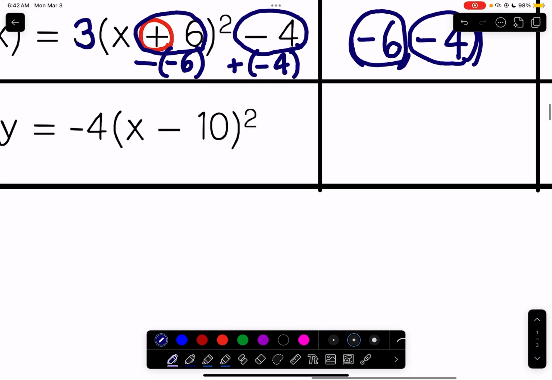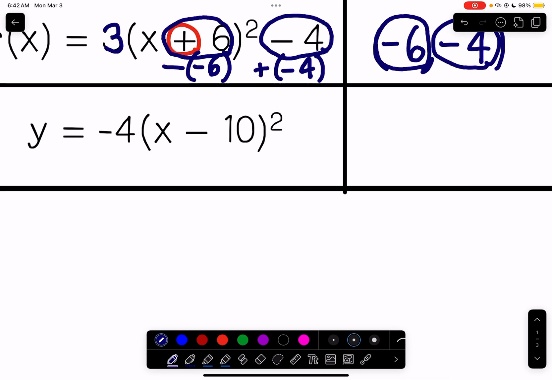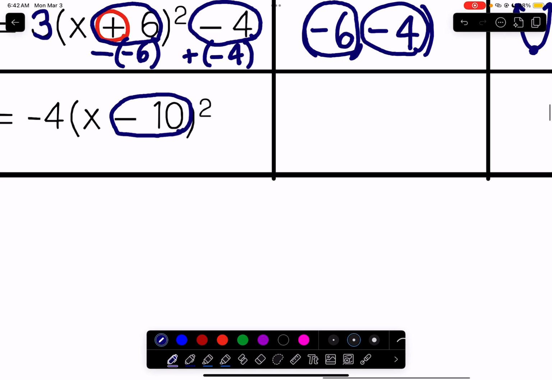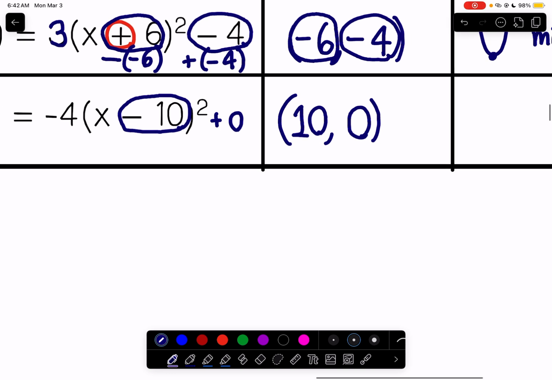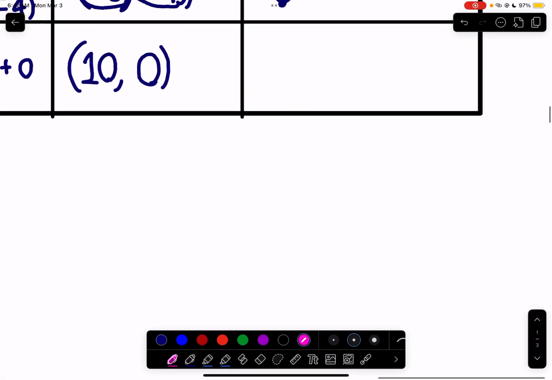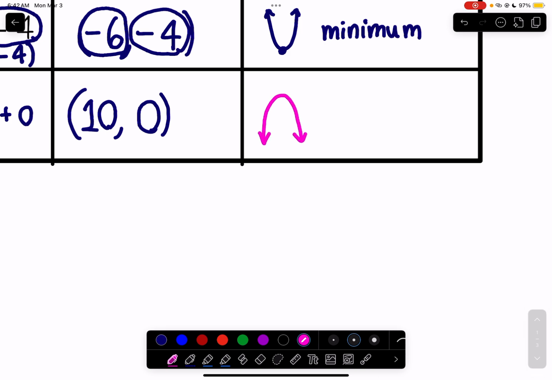Okay, now here, y equals negative 4 times the quantity (x minus 10) squared. Okay, remember this is going to flip to be a positive 10. And then I don't see a k, but hopefully you agree with me that I'm technically adding 0. So it's at (10, 0). And since my a value is negative 4, I'm concave down, and this is a maximum.